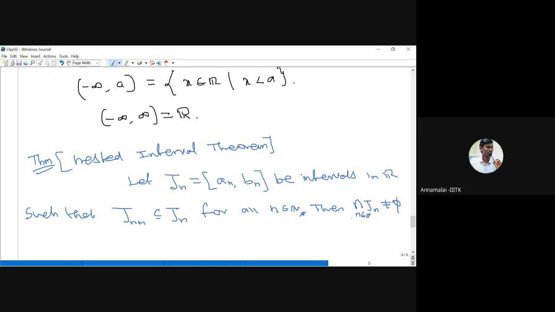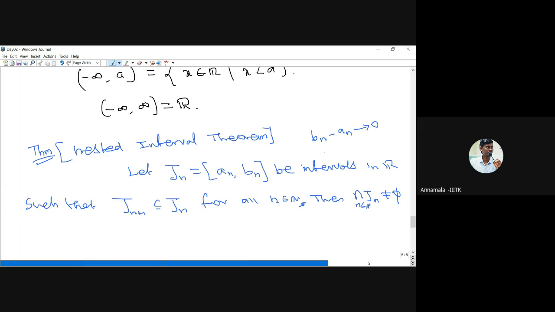So when this intersection contains only one element, the length should approach 0. What is the length? The bn minus an. So this approaches 0. So if you take more intervals, and the length of the interval gets very close to 0, then the intersection contains precisely one element. But the nested interval theorem says if you take a decreasing sequence of closed intervals, the intersection contains at least one element.